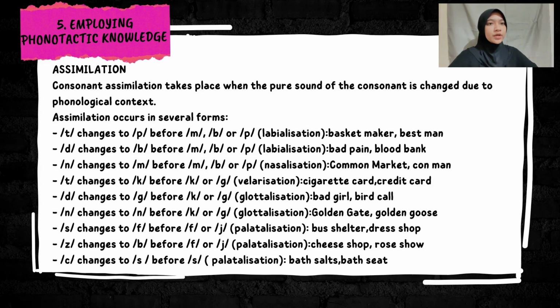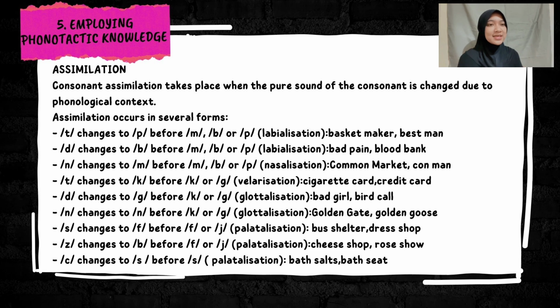Next, the first one about employing phonotactic knowledge is assimilation. Consonant assimilation takes place when the pure sound of the consonant is changed due to phonological context. Assimilation occurs in several forms. The first one is T changes to P before M, B, or P. It's called labialization. For example, basket maker and bass man becomes baske[p] maker and bas[s]man.